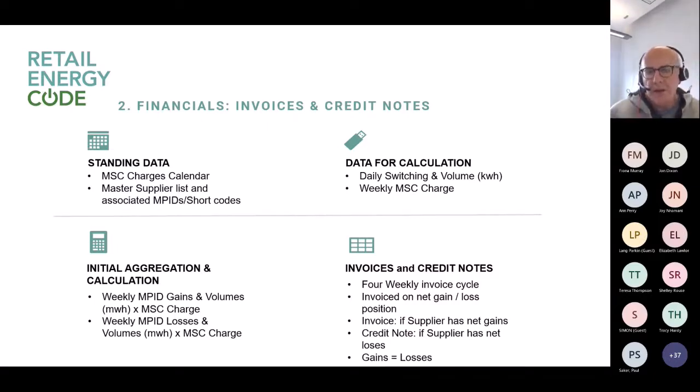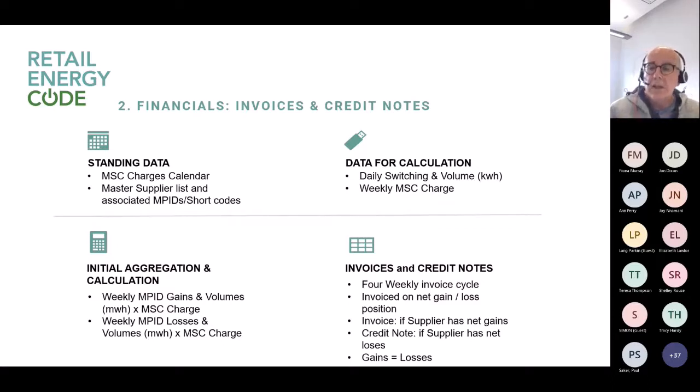Also, the standing data that will be included within the model is the master supplier list, because this has all been done at either input level or short code for gas. And we have a matching model which matches the short codes and the inputs to the particular supplier. Because we will bill suppliers, we won't bill on individual inputs or short codes.